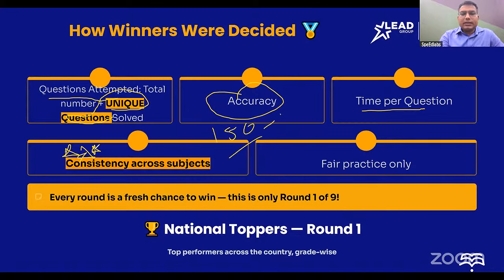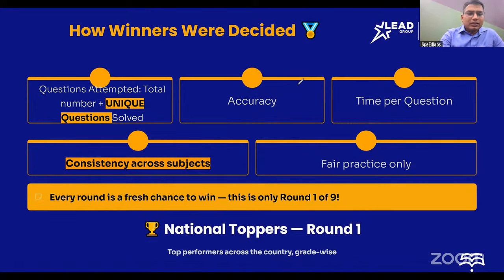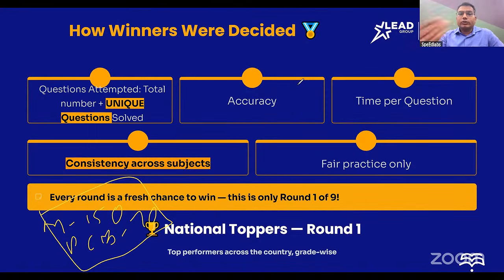150 questions for mathematics. Let me rewrite it. If I just want to recap or re-explain to you guys, for mathematics it is 150 questions, and for physics, chemistry, and biology, 70 questions have to be attempted. That is the criteria for the round. So make sure you are achieving the unique questions, more than 150 for mathematics and more than 70 for physics, chemistry, and biology. Easily you can do it. Okay, so this is the criteria.